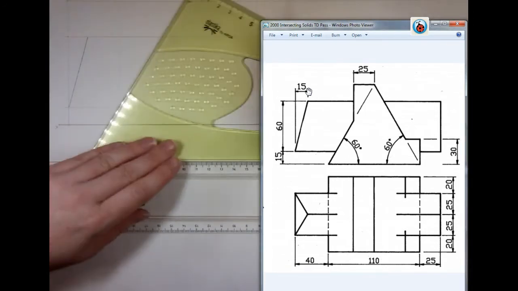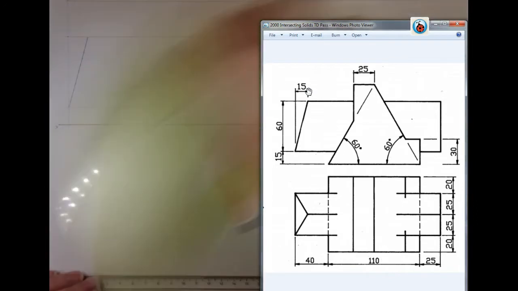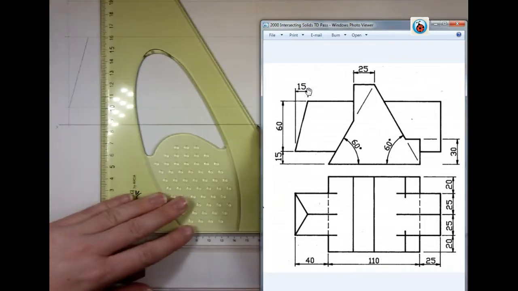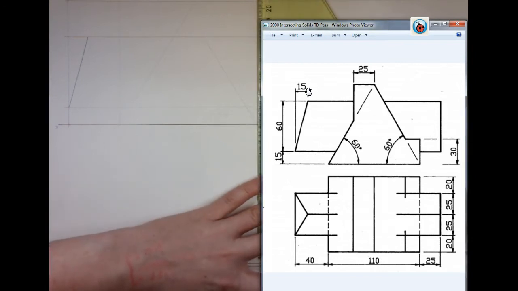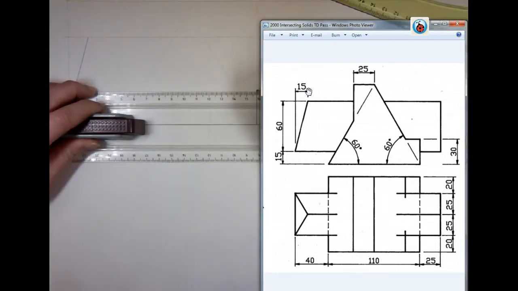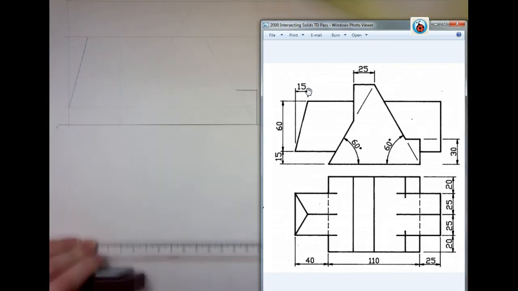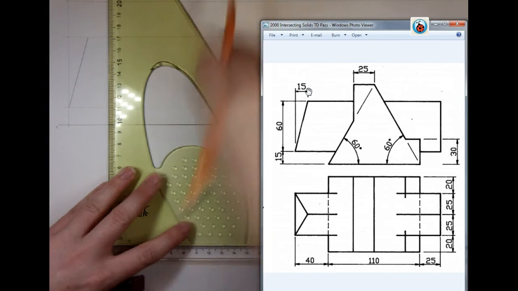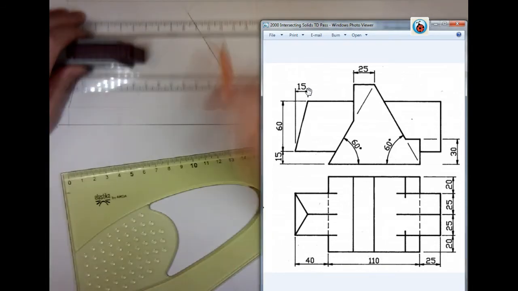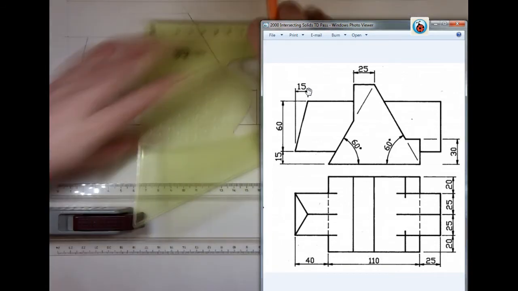Now I have 60 degrees here, 60 degrees, and I have to go 60 degrees from this point also. And I have a height of 30 here. At the apex of my triangle, I'm being told to measure over 25.